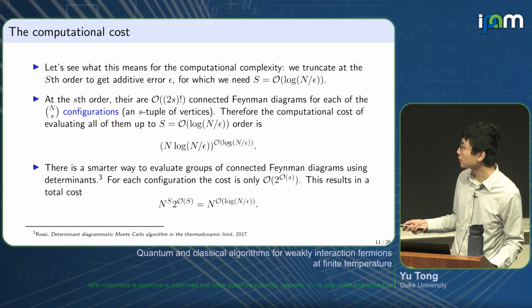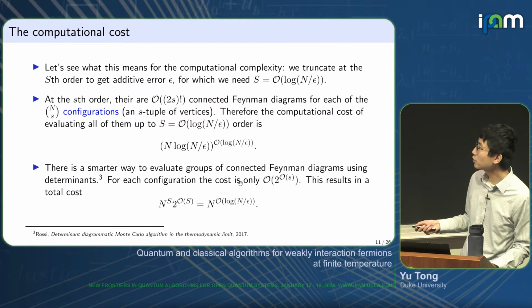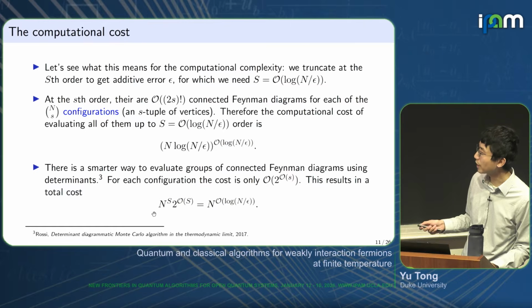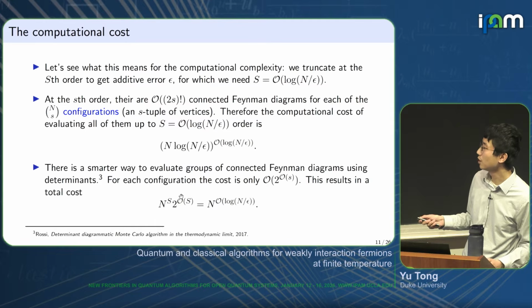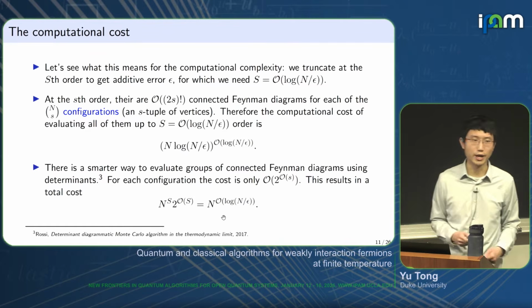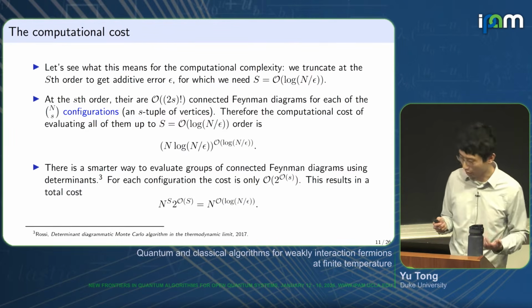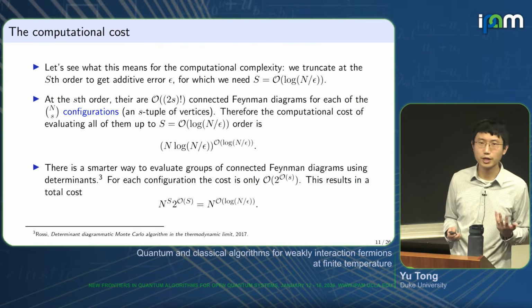So this gives you a cost that is only exponential in S for evaluating all the Feynman diagrams involved for one configuration. Then you can compute the cost of this method, which is n choose S, roughly n to the S, times the cost, which is exponential in S, and that gives you a cost like this. Again, you run into a problem because you have S in the exponent, and that gives you a log n over epsilon in the exponent. Again, you get quasi-polynomial time rather than polynomial time.